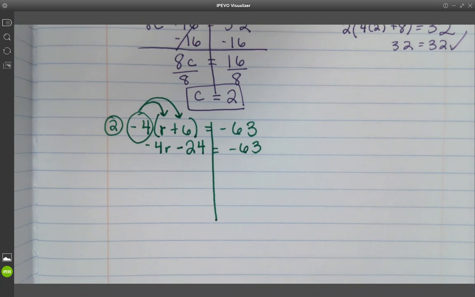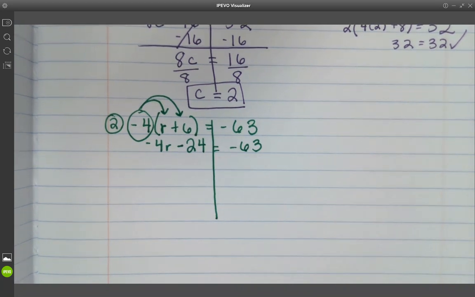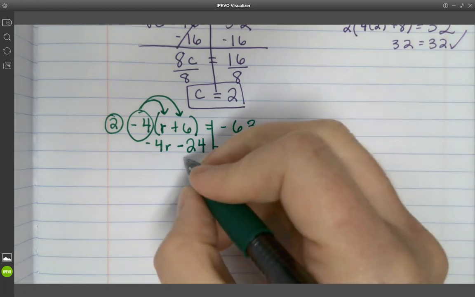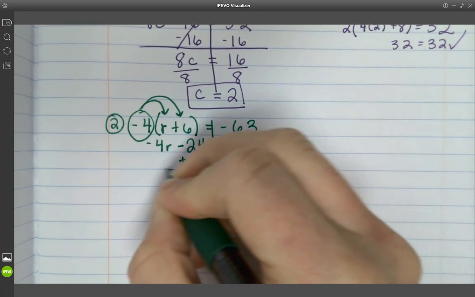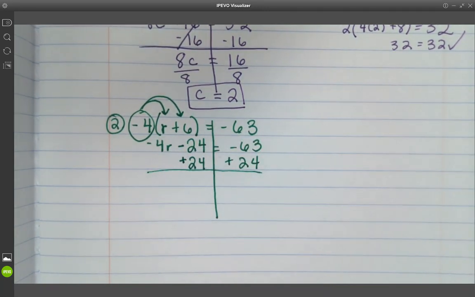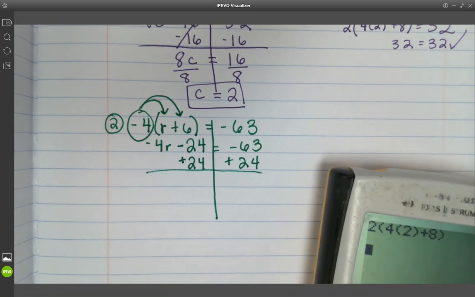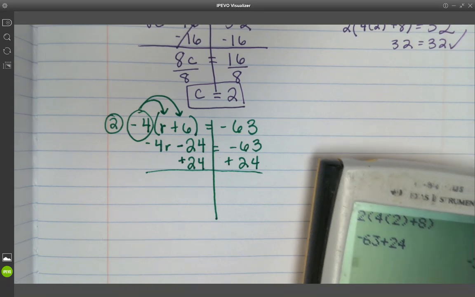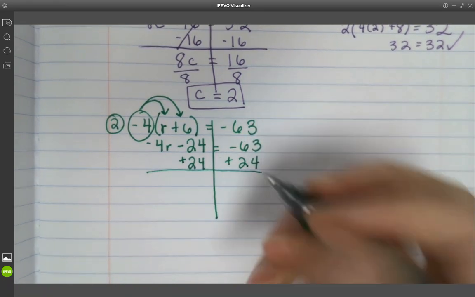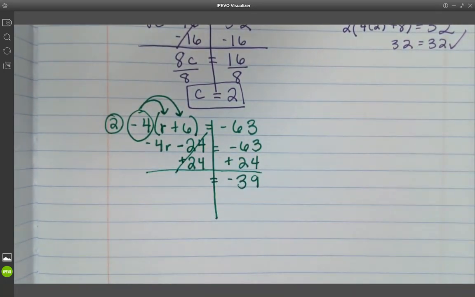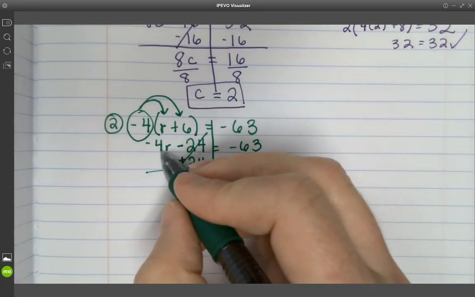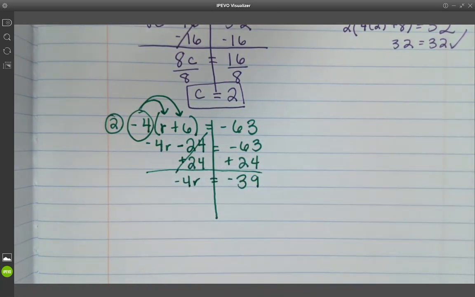So now I need to get x all by itself, or in this case, r. What's keeping r from being by itself? Yep. So I do the opposite. So this is where I'm just going to use the calculator. And that is negative 39. The negative 24 and positive 24, they cancel each other out. Then we have negative 4r is what you bring down.